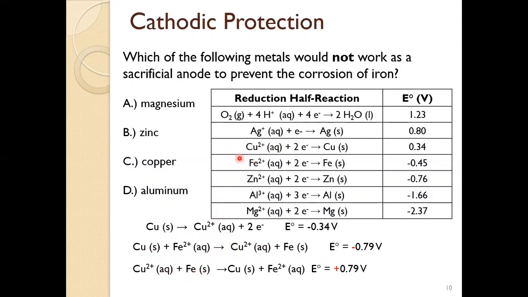So for iron, we could use zinc, aluminum, magnesium, or any other metal whose electrode potential is less positive or more negative than that of the metal we're trying to protect. Copper wouldn't work, and silver would not work as well.